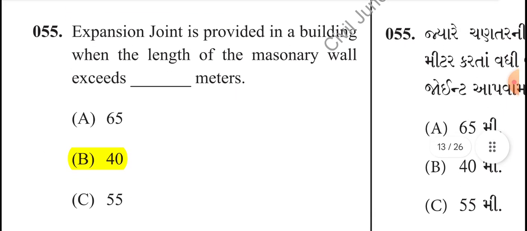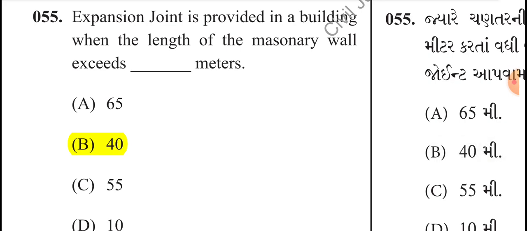Expansion joint is provided in a building when the length of a masonry wall exceeds dash meter. Expansion joint is provided in a building when the length of the masonry wall exceeds 40 meters.